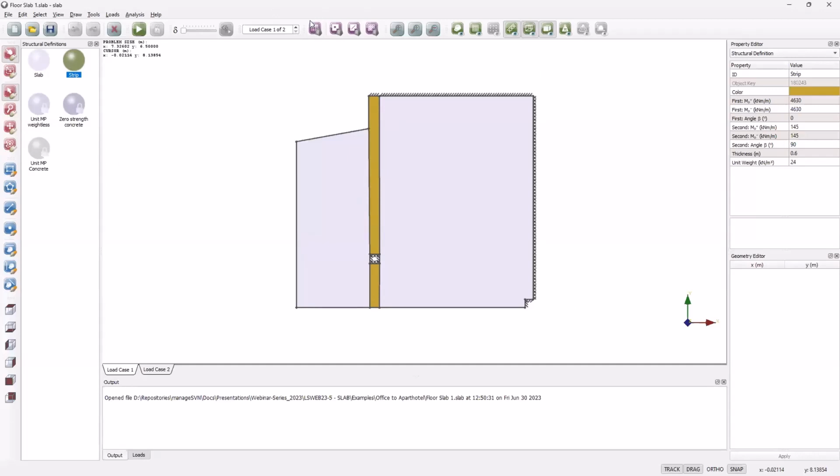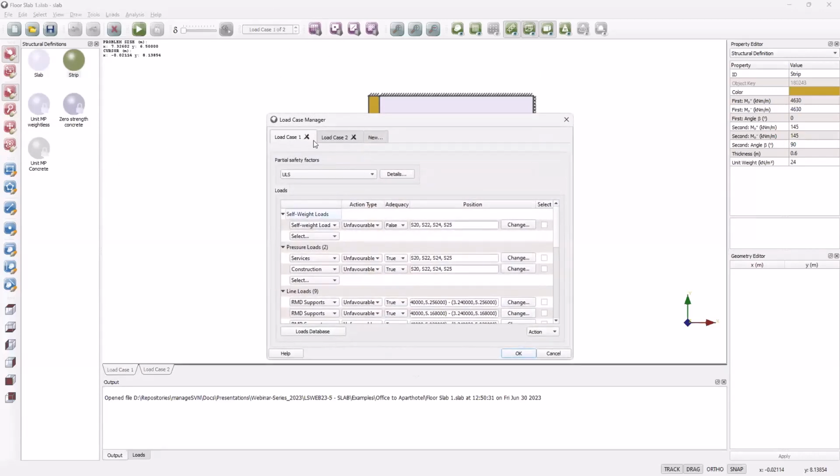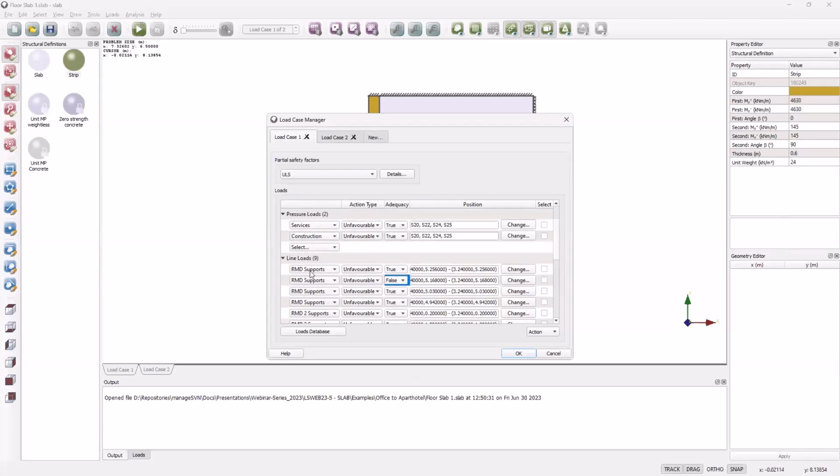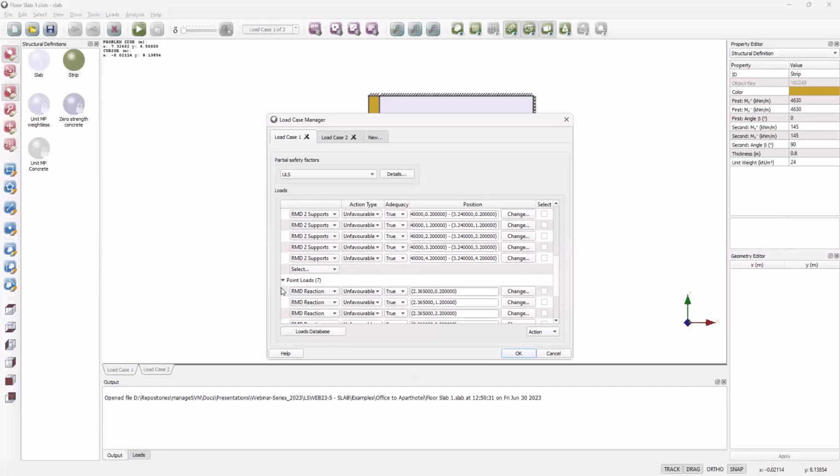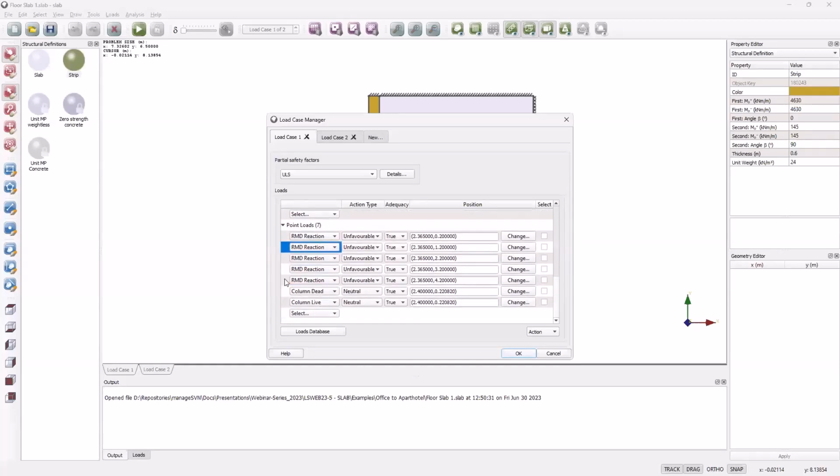If we look into the load case manager, we can see that we have defined two load cases, the first of which is the one for construction loading. And we can see in the table below, as well as the self-weight of the slab itself, we have the pressure loads from the construction and the services, as well as a number of line loads for the supports and point loads for where the reactions from other parts of the scaffolding are coming through. We also have additional columns from the floor above, so dead and live loading that's being applied from them.